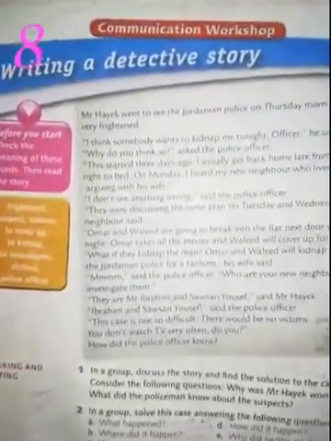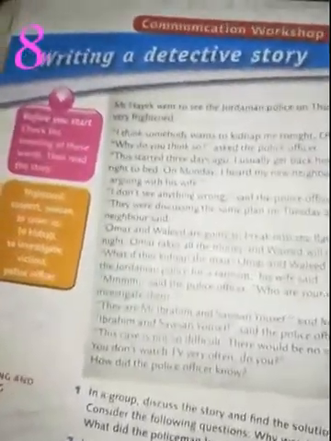Now, open your student book, page 62. Move to this exercise, communication workshop, writing a detective story. Before you start, check the meaning of these words, then read the story.